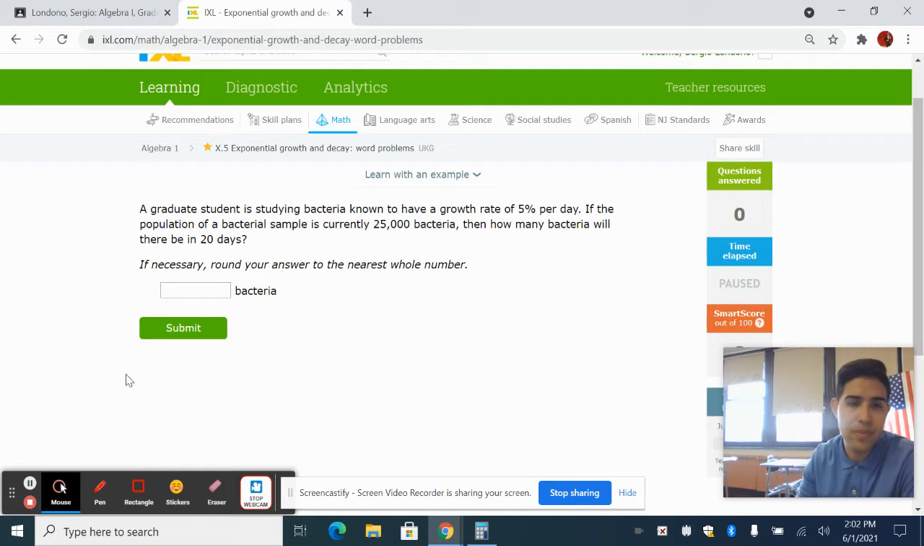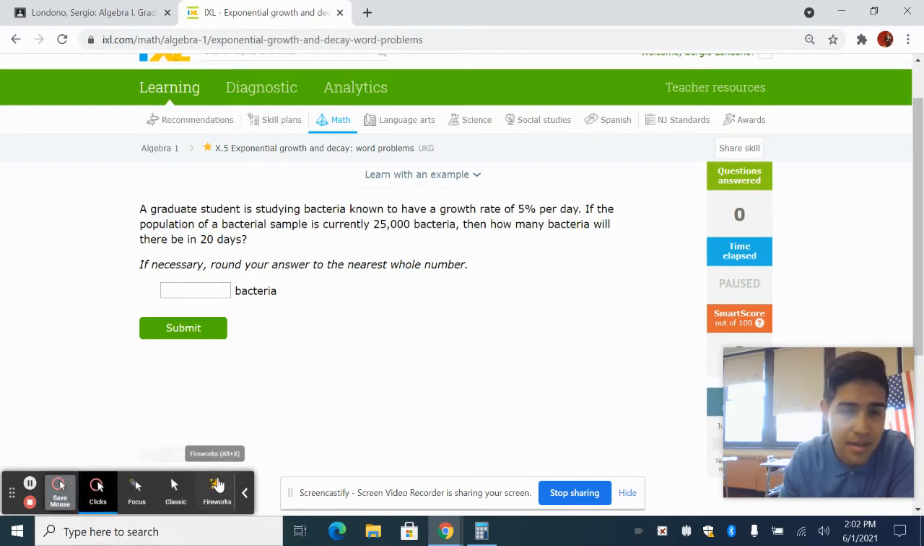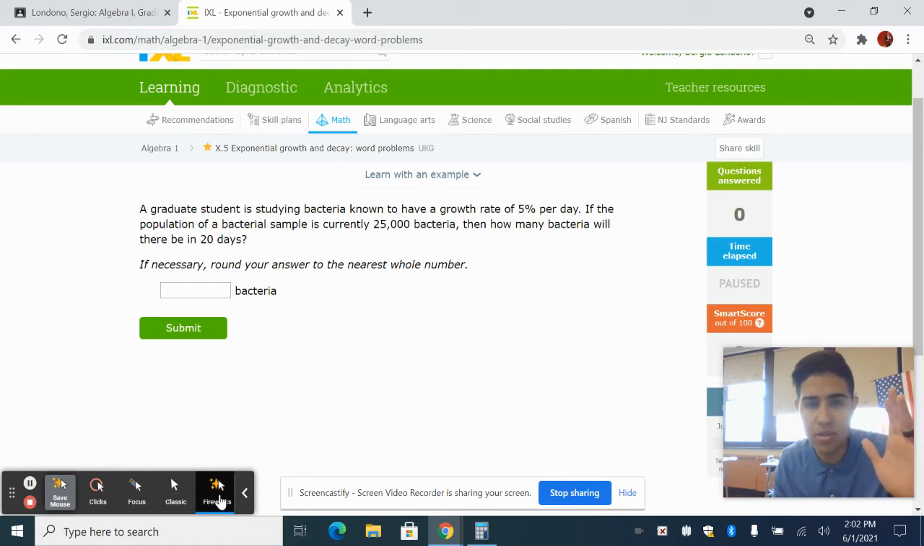Let's get started, everyone. A graduate student is studying bacteria known to have a growth rate of 5% per day. If the population of a bacterial sample is currently 25,000 bacteria, then how many bacteria will be there in 20 days? So the very first thing I like to do is identify our key pieces of information.